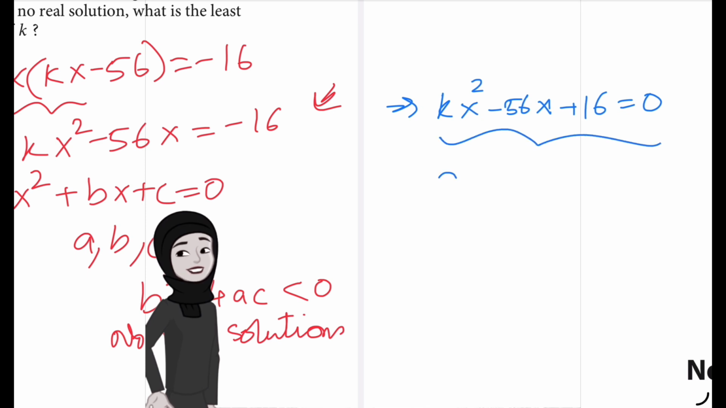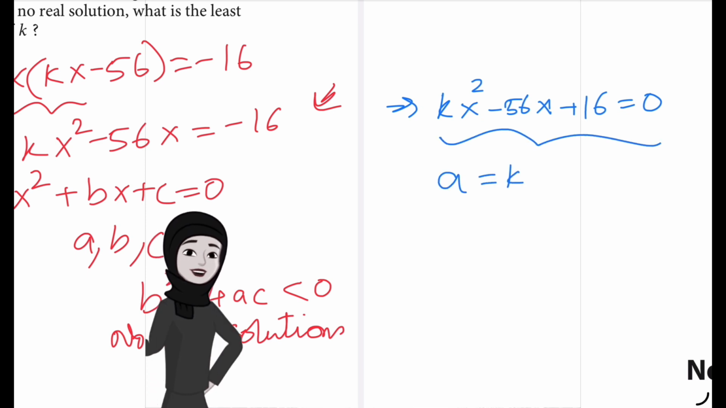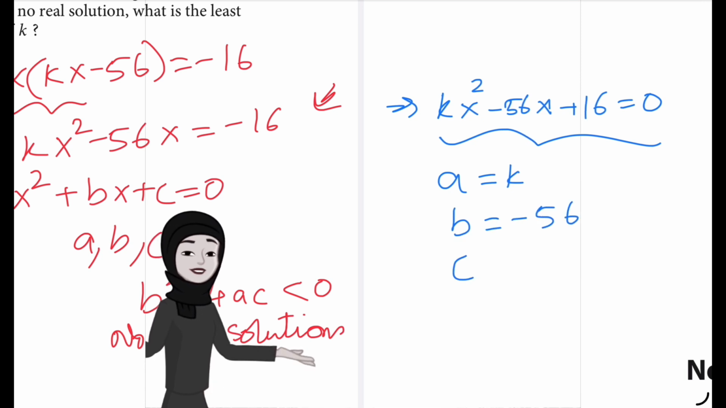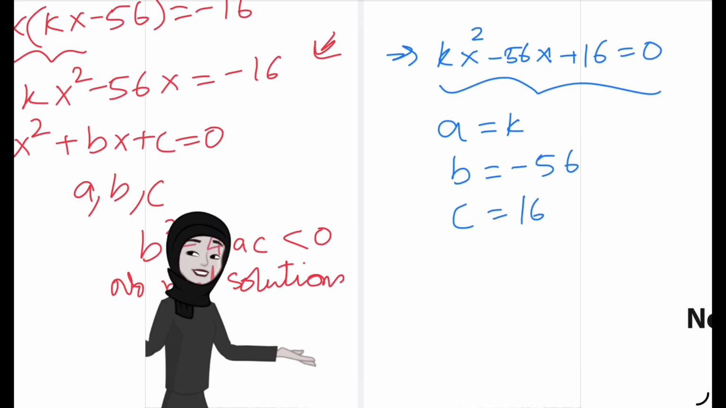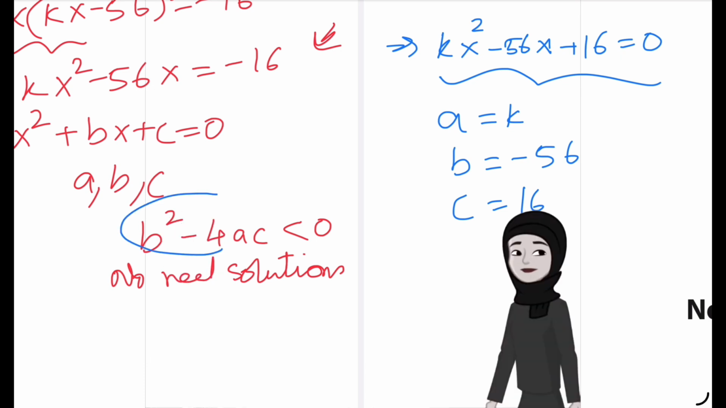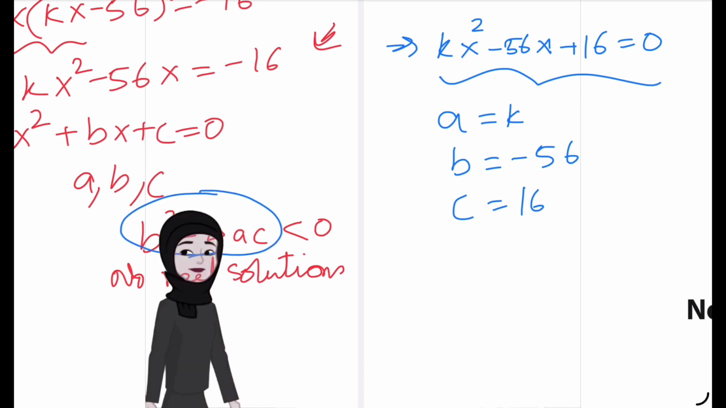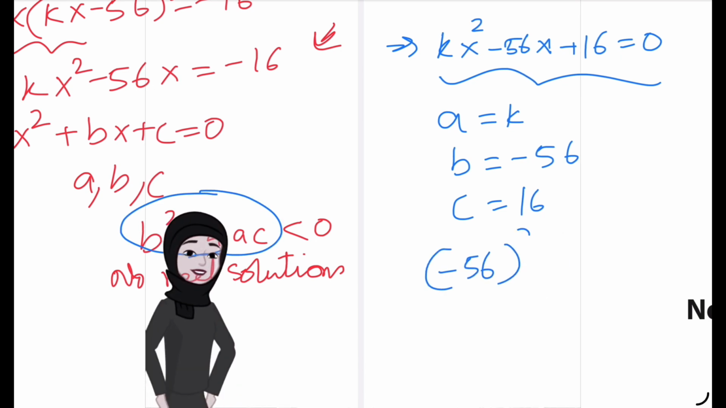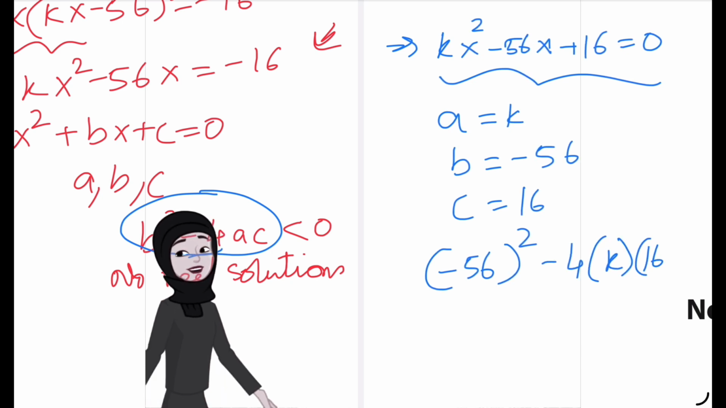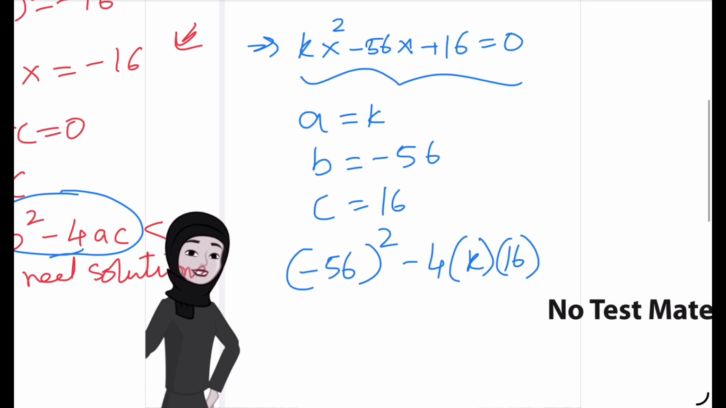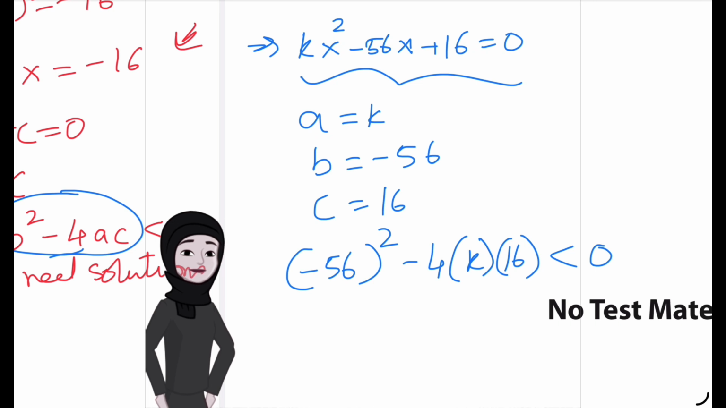After that, we will just compare what a, b, c are over here. A is equal to k. B is equal to minus 56. C is 16. So now we will put it in the discriminant, b² minus 4ac: minus 56 squared minus 4 times k times 16. It should be negative, or in other words, less than 0.